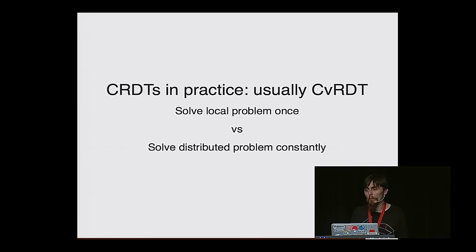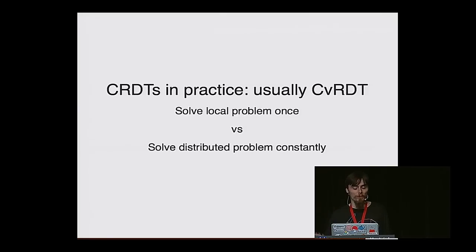You have to write the merge function. You have to figure out what your internal data structure is. That means you have to solve a local problem once. Maybe it's a hard problem, but you just have to solve that one local problem. With the commutative thing, you have to make sure that all operations are delivered exactly once. That means you have to solve a really, really hard distributed systems problem all of the time.